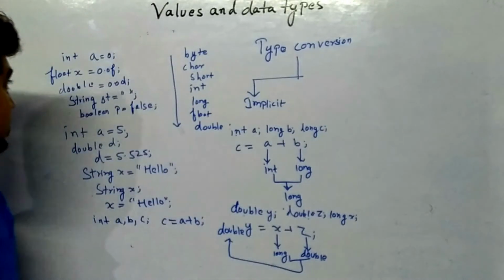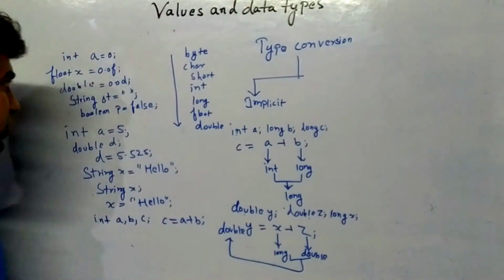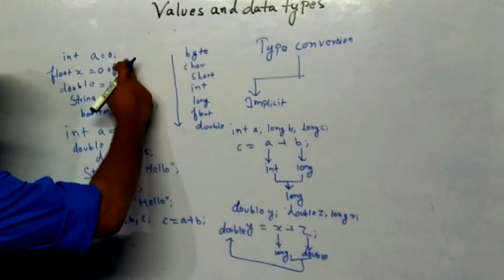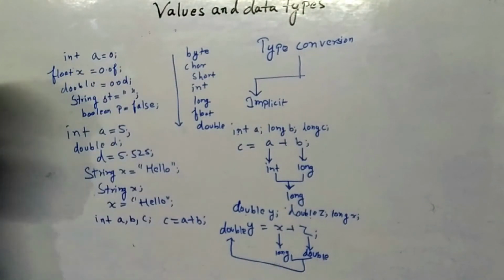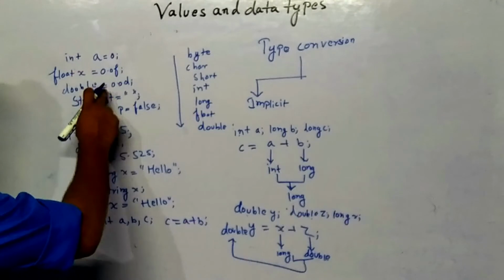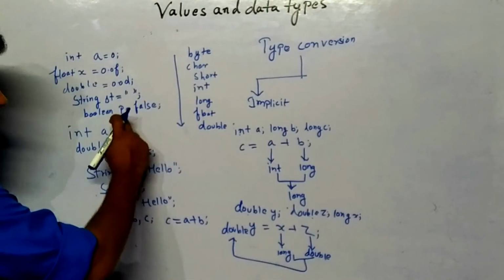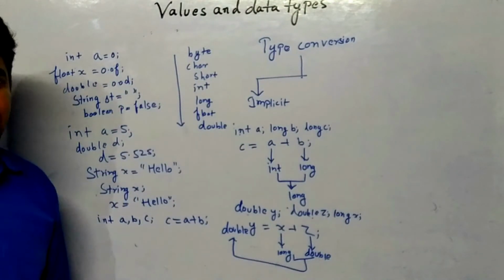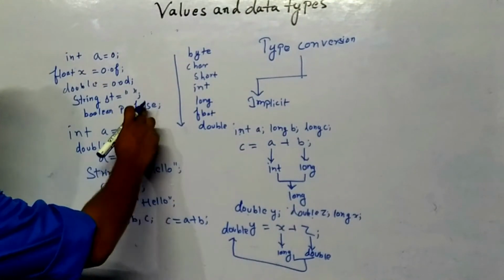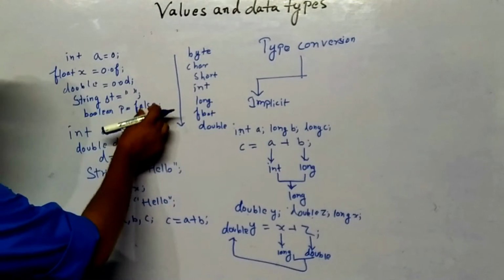Okay. Now I'll be discussing the default values. What are the default values? You can see a value is 0. By default it is taking 0. Float, it is taking 0.0f by default. String, it is taking null as a default value. Boolean p is initialized by default as false. If you are not initializing, by default it will be taking false as a value. Or you can see this as an assignment also. This is also an assignment, that false.